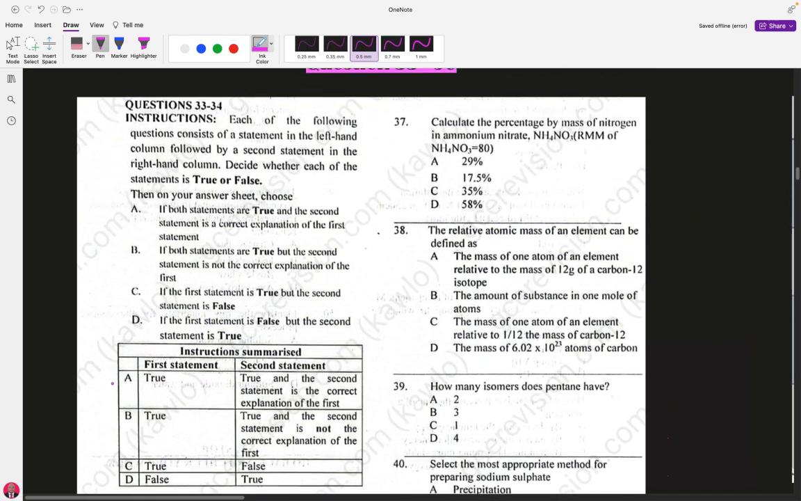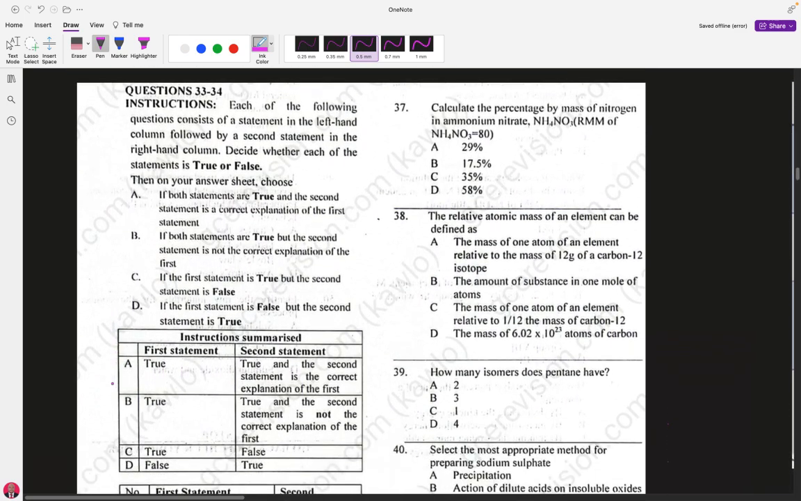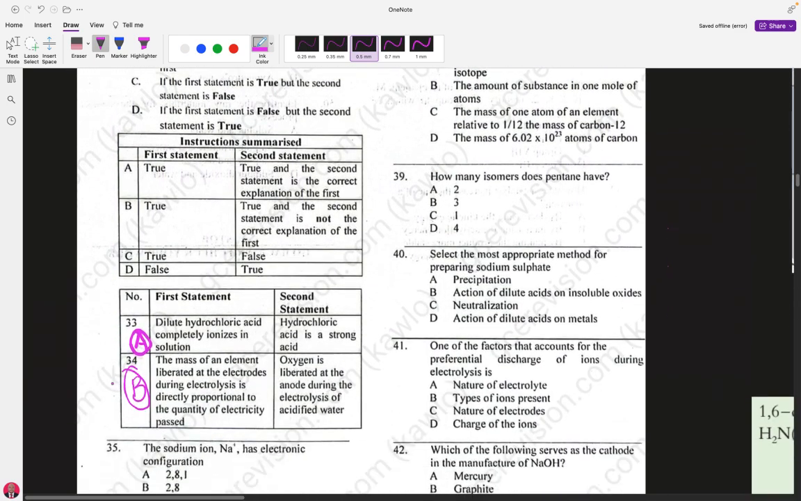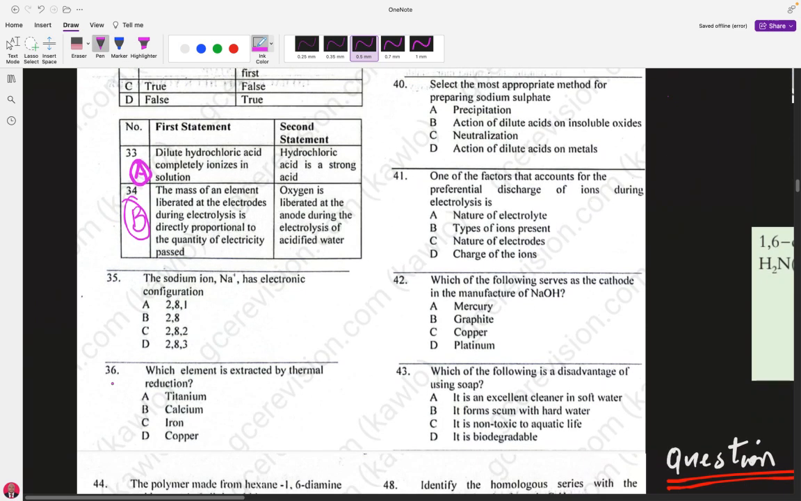Question number 35. The sodium ion has electron configuration 2.8.1, 2.8, 2.8.2, or 2.8.3. Okay. The sodium ion has electron configuration.